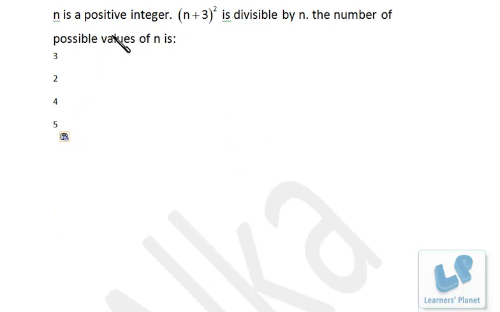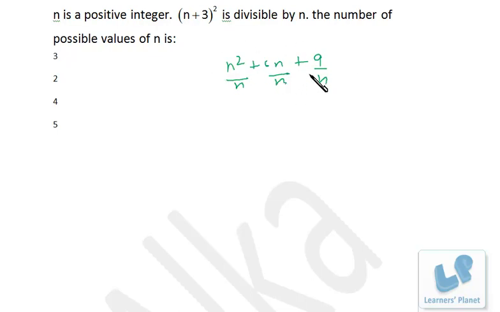Now let's see this one. N is a positive integer. N plus 3 whole square is divisible by n, the number of possible values of n. Now if I open this up, it will be n square plus 6n plus 9. Now if it is divisible by n, what I can do? I separately divide each of the terms by n. Now to make it divisible by n, we see here n square is definitely divisible by n, 6n by n is definitely divisible by n.